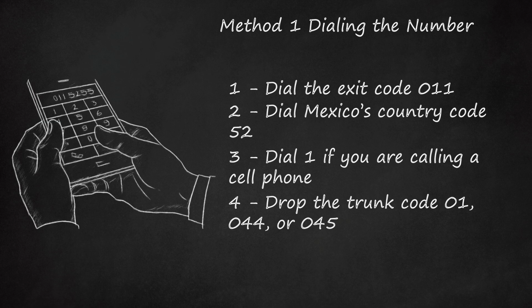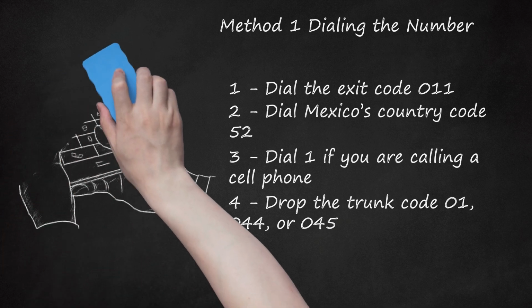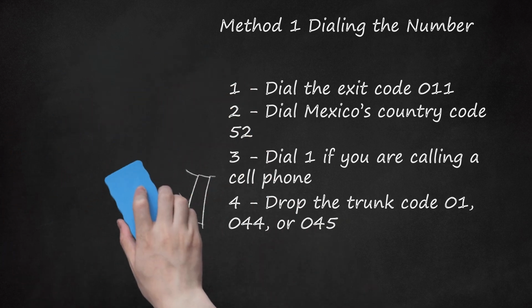If you are dialing from the U.S., you will first dial 01152, then skip the 01, 044, or 045, and then continue to dial the area code and phone number. Altogether, the number should look something similar to this: 011-5255-XXXXXXXX.